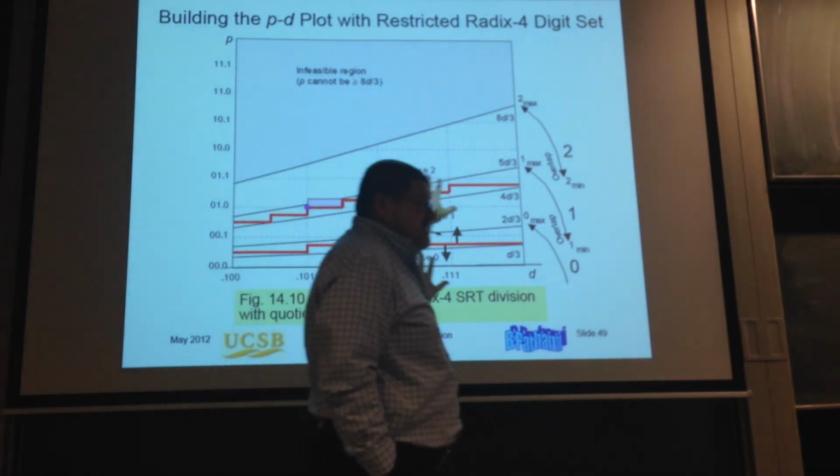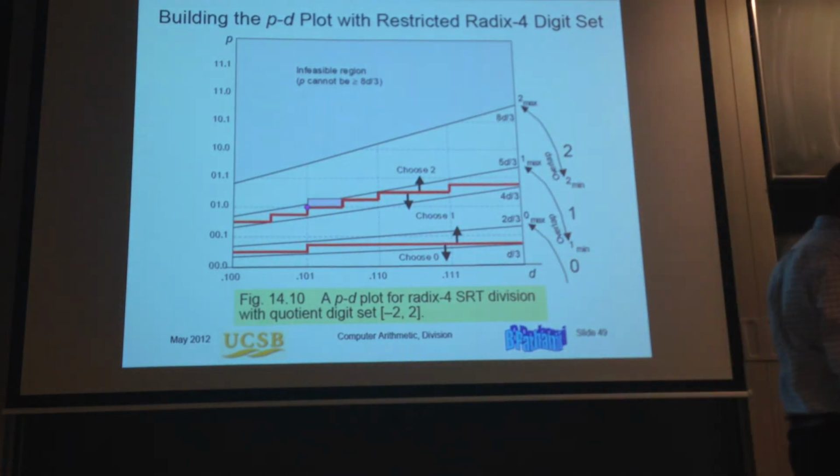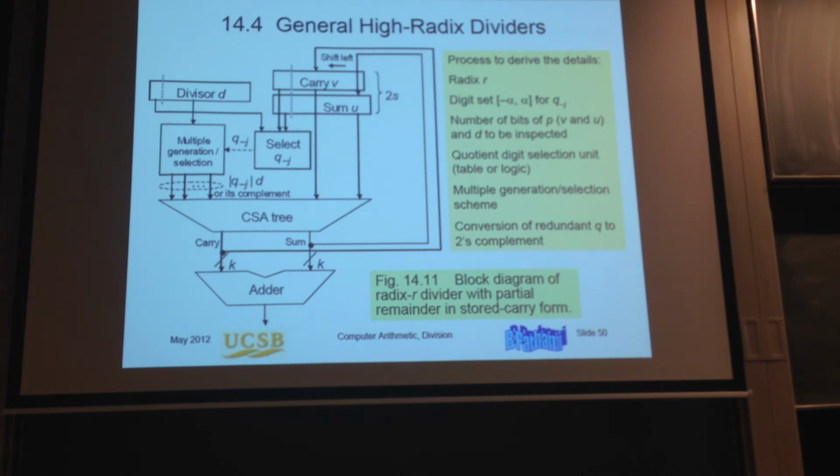If I make a mistake here, my divider will not function. And that's it. This is the structure of the divider. I'm keeping the partial product, sum and carry. Depending on the radix, I make shifts with more or fewer bits.